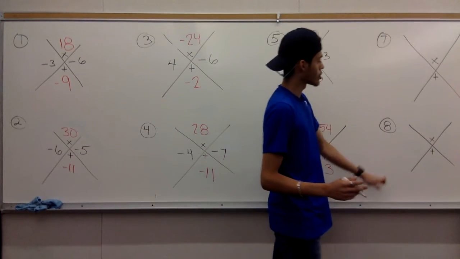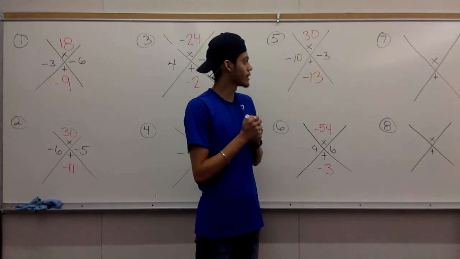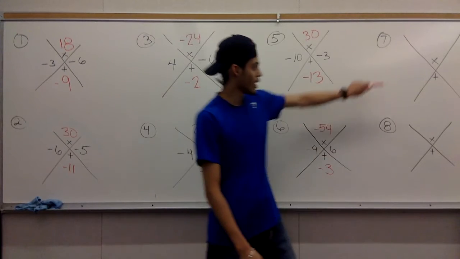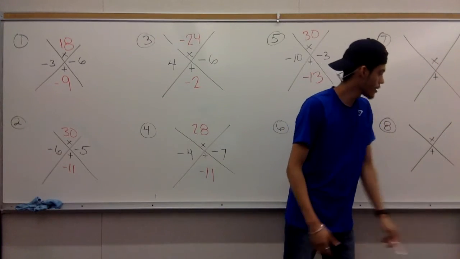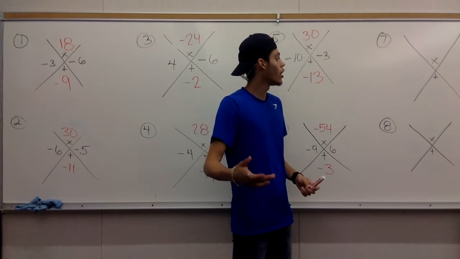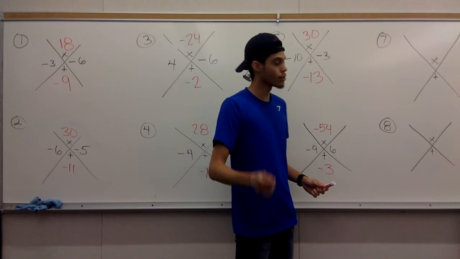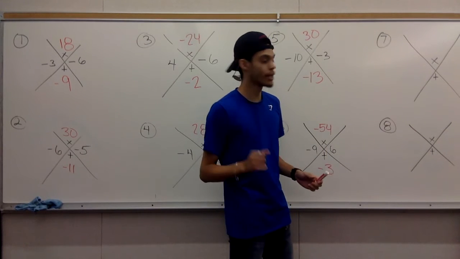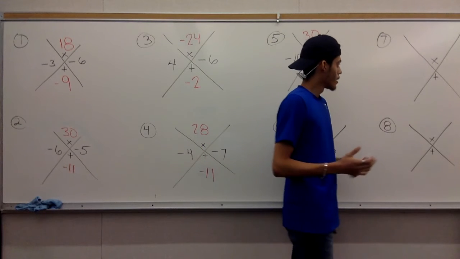Now, for 7 and 8, I want you guys to just write down 2 numbers, a negative and a positive, and then 2 negatives, so you guys can try them out on your own. Hopefully, you guys get them correct. So, hopefully, you guys can pause the video and do that right now.